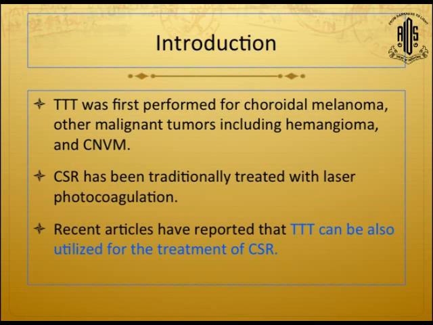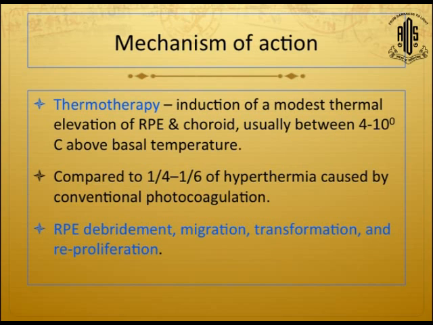TTT was first performed for choroidal melanomas and other malignant tumors, including hemangiomas and even subfoveal CNVM. CSR has traditionally been treated with laser photocoagulation, but with recent treatment updates we have TTT and PDT for the subfoveal leaks, which cannot traditionally be treated by photocoagulation. The mechanism of action of TTT is based on thermotherapy, that is, induction of a modest thermal elevation of the RPE and choroid, usually between 4 to 10 degrees Celsius above the basal temperature. Compared to photocoagulation, this is almost 1/4 to 1/6 of the heat, hyperthermia, caused in TTT.